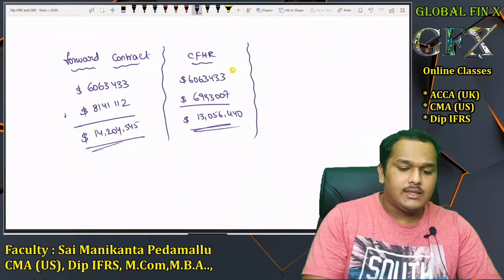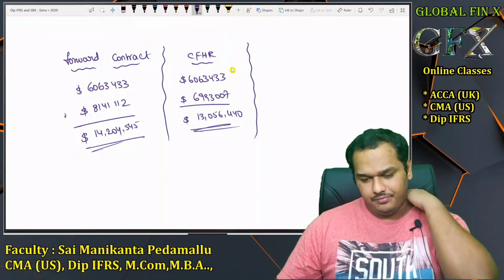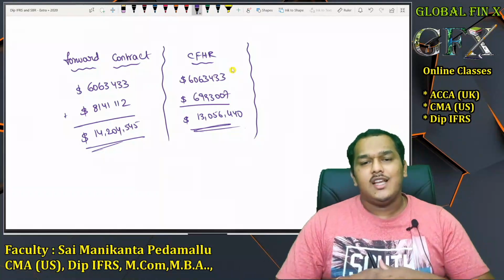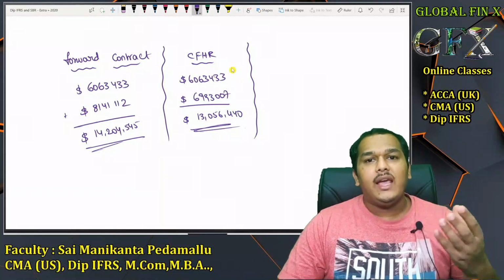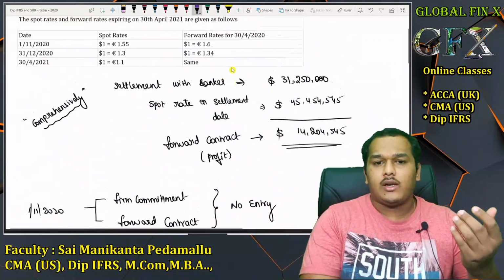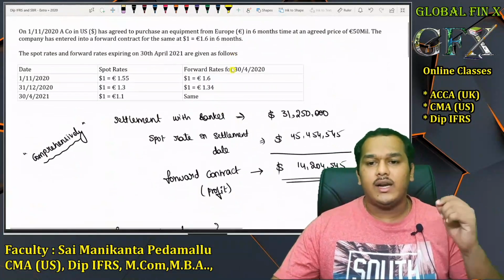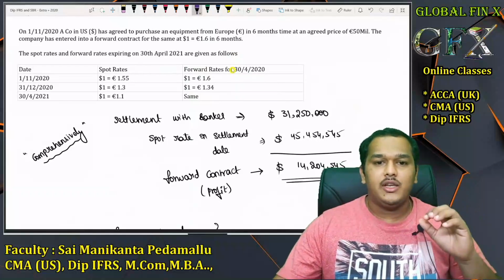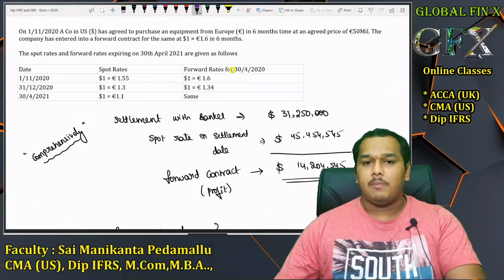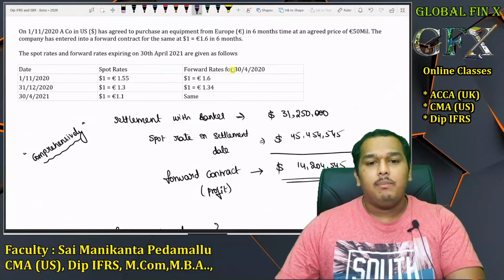Now, on the settlement date, what actually happens is, okay, there are two ways to say this. First, you will go to your banker and pay him whatever dollars it will take as per your forward rate. Your forward rate agreed was 1.6. So you will pay your banker $31,250,000 and he will give you 50 million euros. This euros you will settle with your supplier, right? Actually what happens is your banker will pay you the difference.